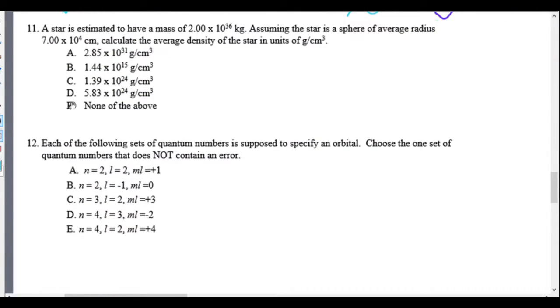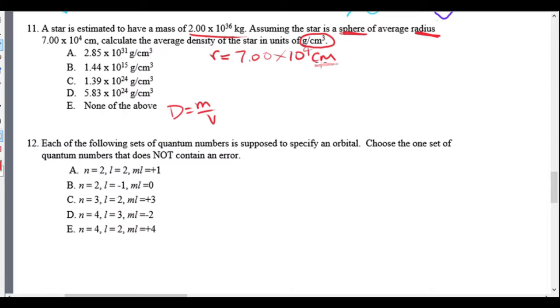Number 11. Alright. So, okay. A star is estimated to have a mass of this number right there, assuming the star is a sphere. So sphere is a big giveaway here. And they give you the radius as well. So 7.00 times 10 to the 4 centimeters. Since you're needing units of grams per centimeters cubed, that's going to be a density. So density, remember, is mass over volume. And we only have the unit as far as the radius in centimeters. So we're going to have to cube this somehow. And the way that we cube it is by finding its volume. Because again, this isn't a volume, this is a radius.